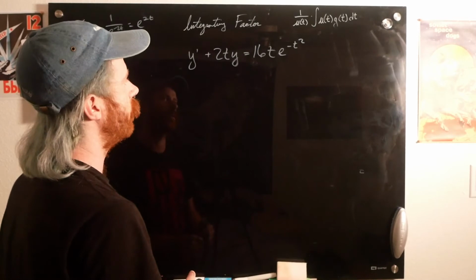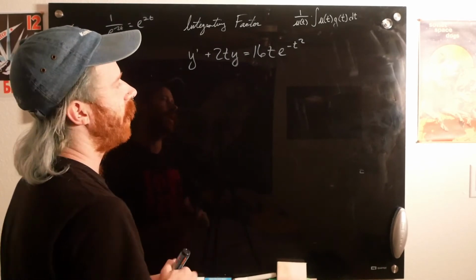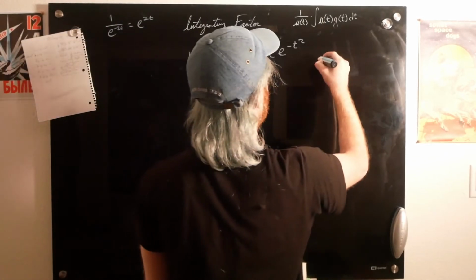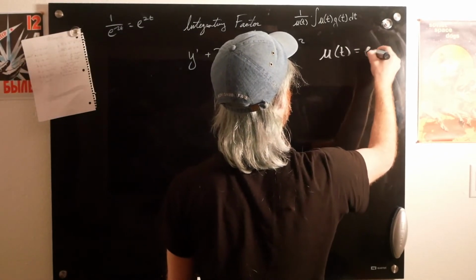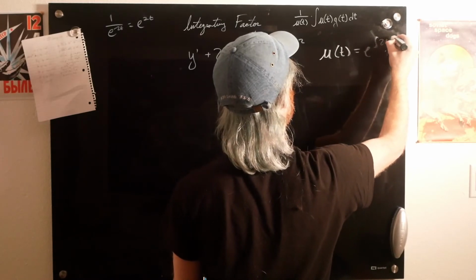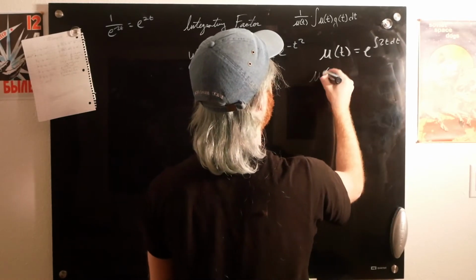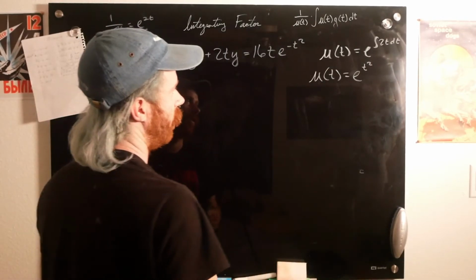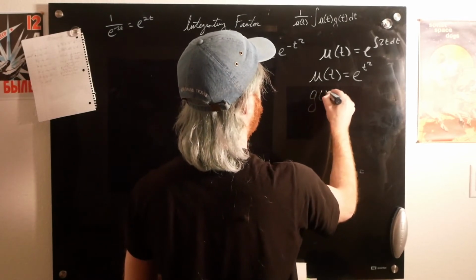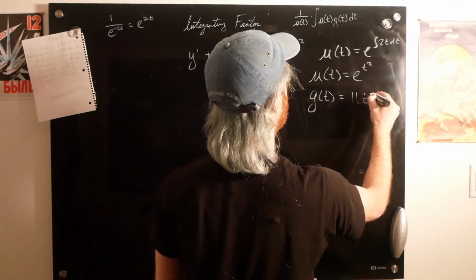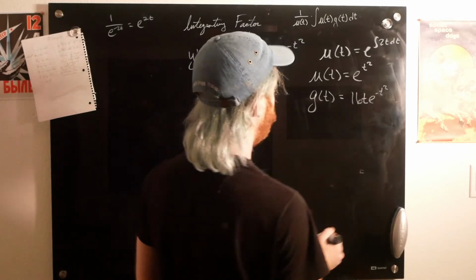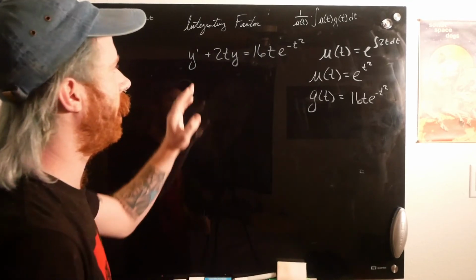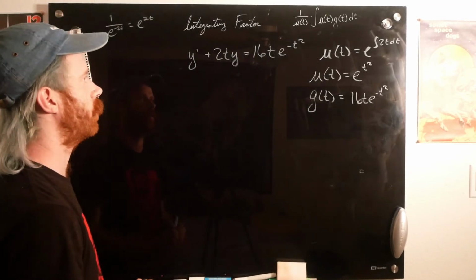So what we're going to do is define mu of t and g of t. So mu of t is going to equal e to the integral of p of t, which is 2t dt. So mu of t equals e to the power of t squared. G of t equals 16t e to the negative t squared. So now we have mu of t and g of t defined.